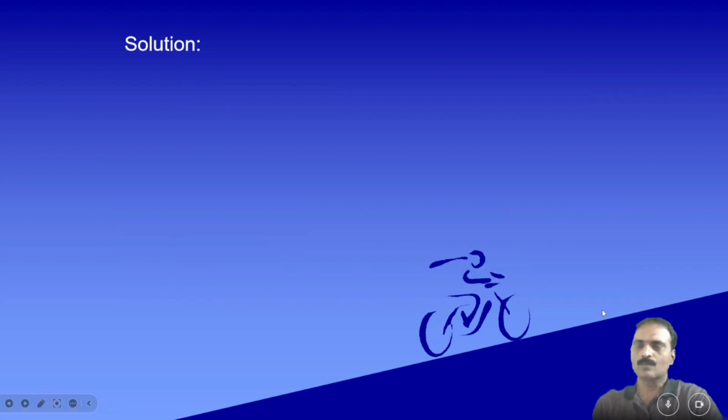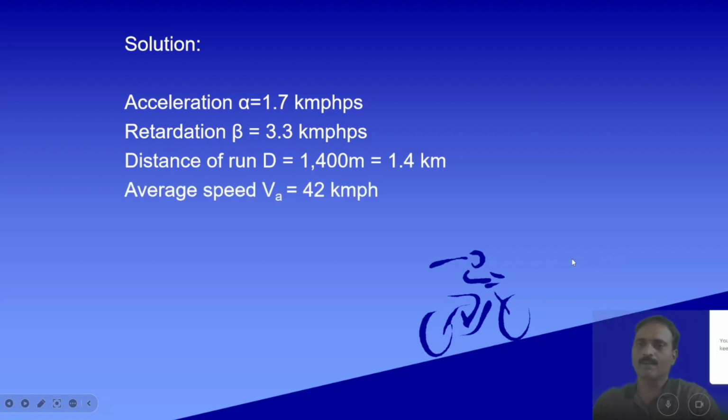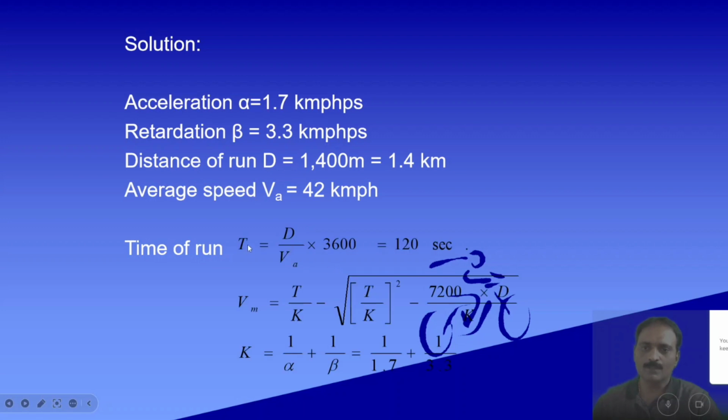Now if you go for the solution, first of all I am writing down all the parameters alpha, beta, and the distance is given as 1400 meters. Convert that distance into kilometers. The average speed Va is equal to 42 kmph. Time of run, so we know that the formula for Va is equal to 3600 d by t. So everything is given for us, we can find out the capital T. d by Va into 3600 gives us 120 seconds.